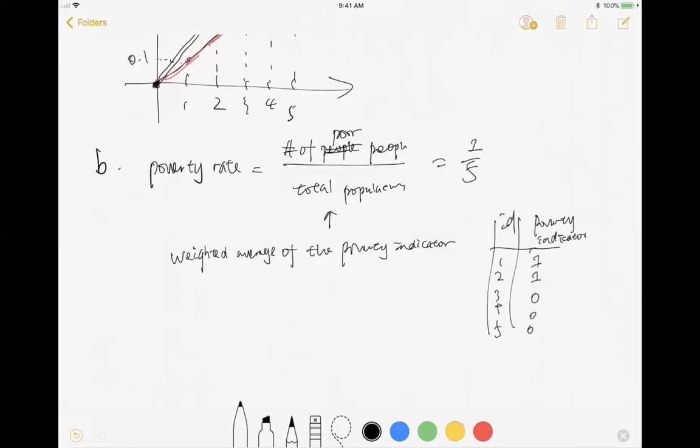And this poverty rate can be seen as a weighted average, and the weight here all equals 20%, right? Like the frequency weight of the individuals. The weighted average of the poverty indicator will be calculated as sigma w_i times the indicator i. So it equals 1/5 times 1 plus 1/5 times 1 plus 0 times 1/5, and 0 times 1/5, and 0 times 1/5. So it will still be 2 over 5.